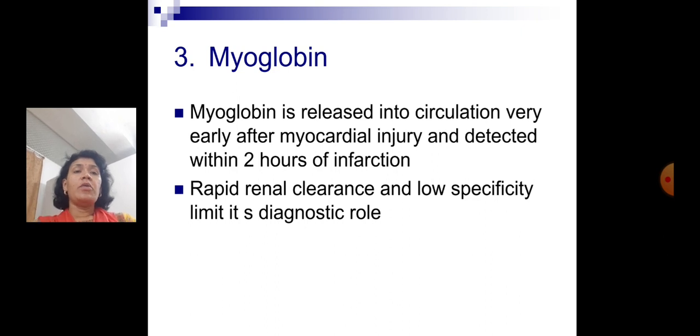Third is myoglobin. Myoglobin is released into circulation very early after the myocardial injury, and it can be detected within 2 hours of infarction. However, there is rapid renal clearance and it has a low specificity, so the use is limited in diagnosis.